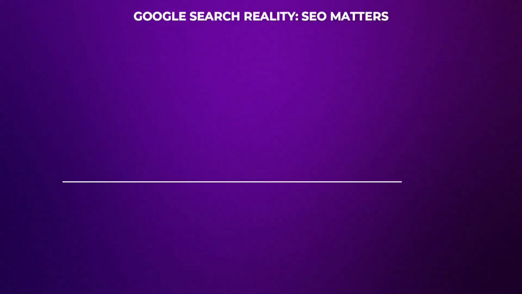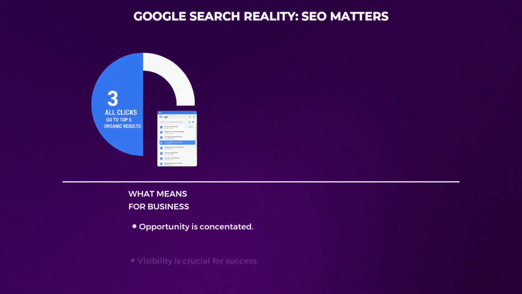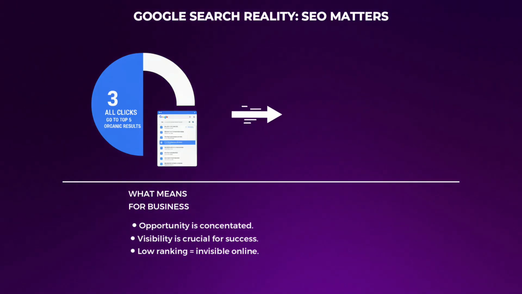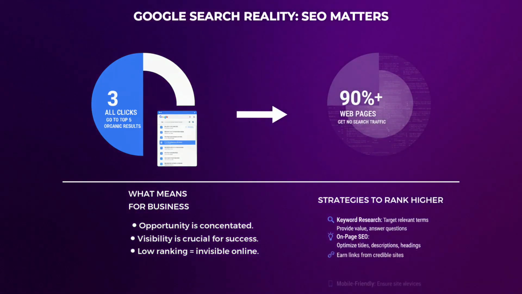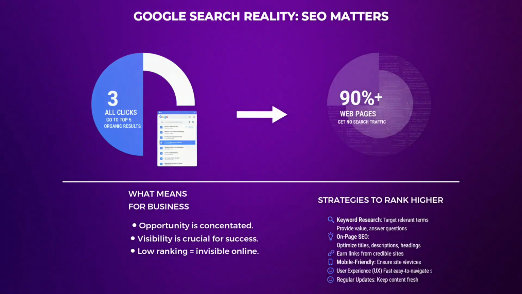Fact number 1, 2/3 of all clicks go to the top 5 organic results in Google. And over 90% of the web pages get no search traffic from Google at all. That's right. While you're out here creating content in isolation like you're writing your diary, your competitors are literally stealing your potential traffic, customers, and in turn revenue.